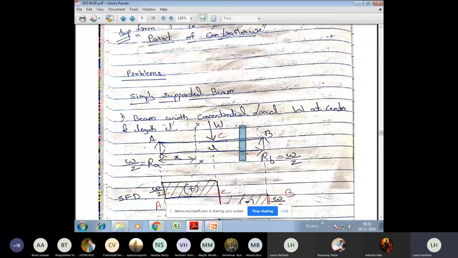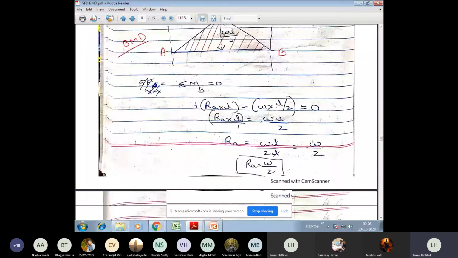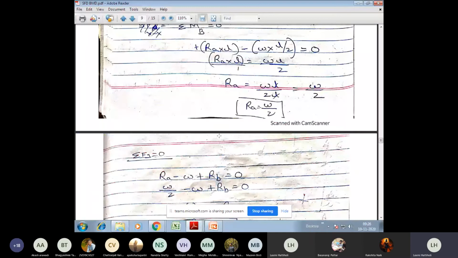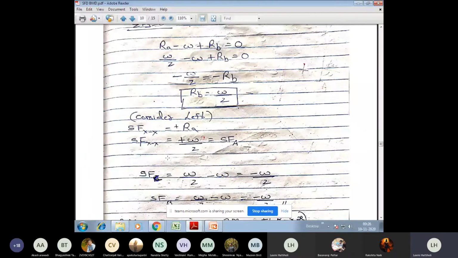Forces you have to the left of the section, two forces. Which are they? One is RA, one is W. RA is going in upward direction, W is going in downward direction. So on the left side, upward force positive, downward force negative. So plus RA minus W. Just observe here. Now instead of writing shear force at XX2, I have written directly shear force at C. So plus W by 2, that is plus RA minus W. You will get minus W by 2. So shear force at C is minus W by 2.